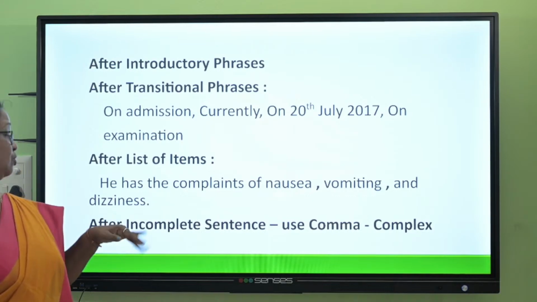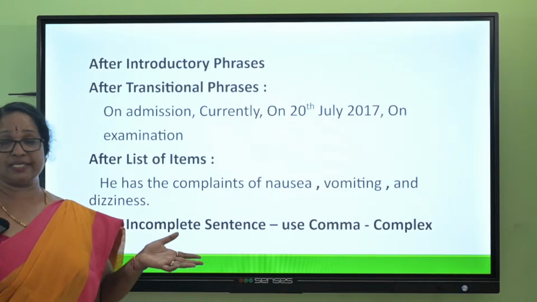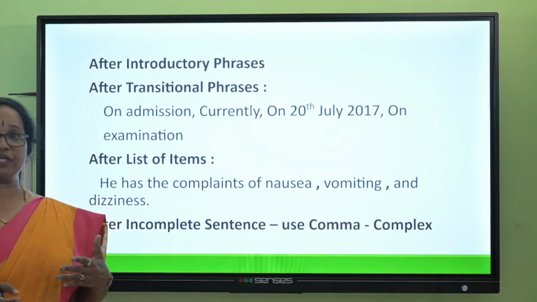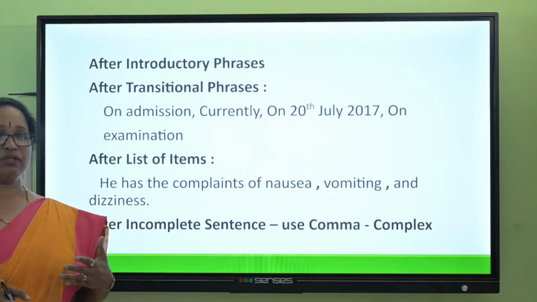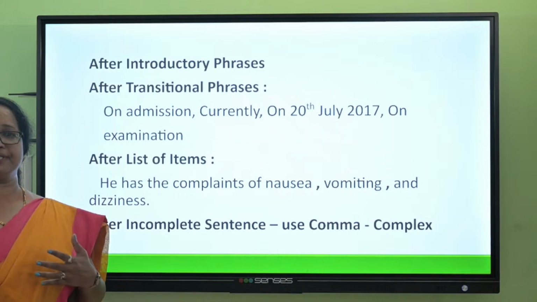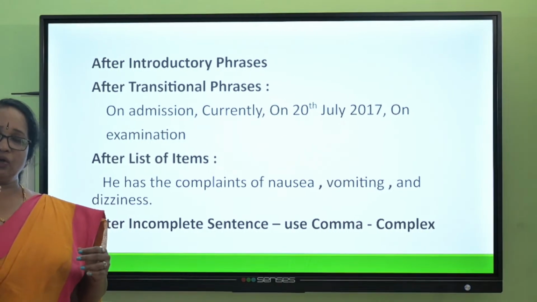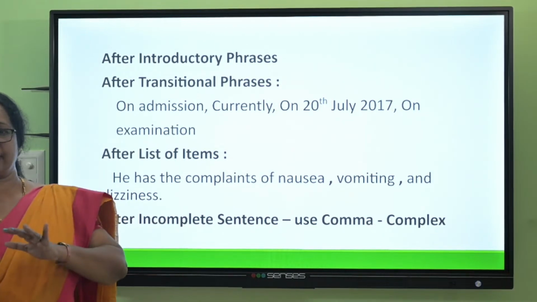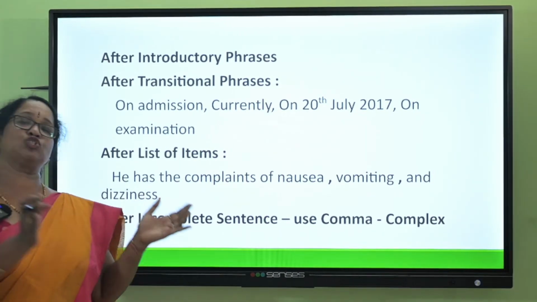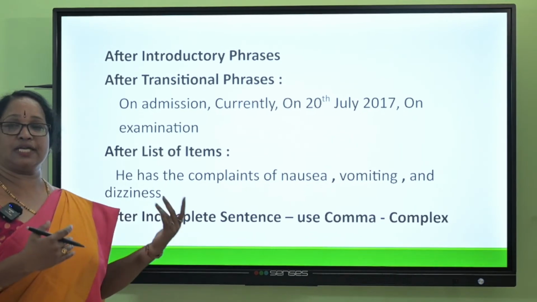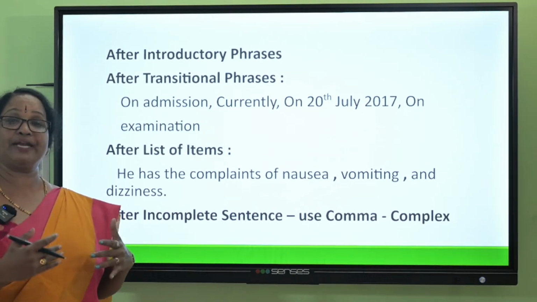That means you see that for incomplete sentences we will use a comma. For example, after the hospital stay. After the hospital stay, what happened? Don't know, it's unclear, it's an incomplete sentence. So we have to put a comma there. So related to that one, the sentence wants to depend upon the second sentence to make its sense complete. So that's why we will call that one a dependent clause.